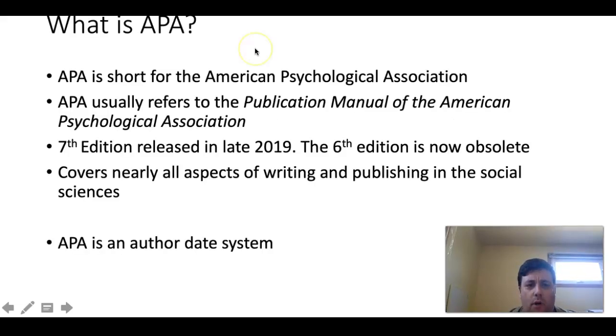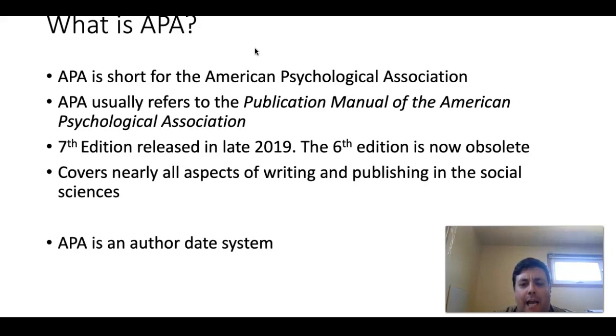So what is APA? APA is short for the American Psychological Association. Now, you should note that there are two APAs, two organizations with the acronym APA. One is obviously the American Psychological Association, and they publish the publication manual that we all are probably familiar with. The other APA is the American Psychiatric Association, and they publish the DSM, which is the other document, a book that social workers use pretty regularly.